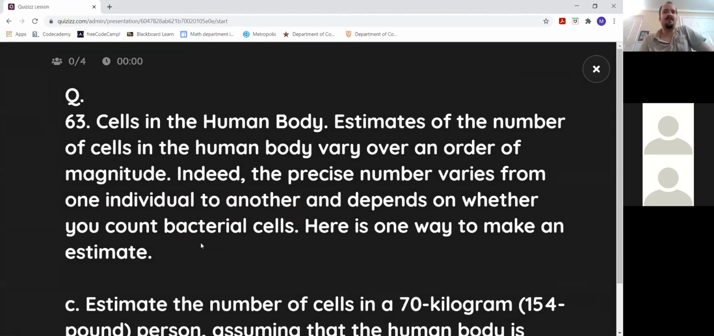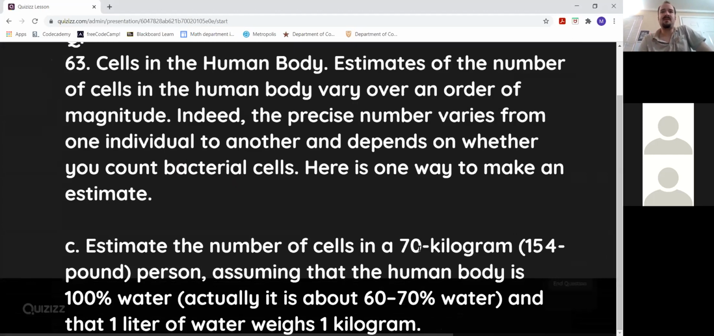Cells in the human body, part C. Estimate the number of cells in a 70 kilogram person. Assume that a human body is 100% water. It's really not. And that 1 liter of water is 1 kilogram. We know 1 liter is 10 to the 13th cells. So that will help us. I should have written that in here, but I didn't, I guess.